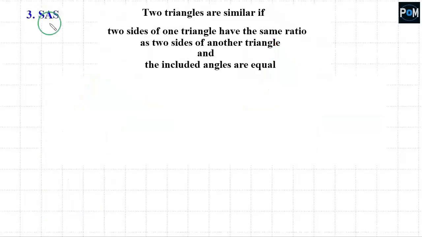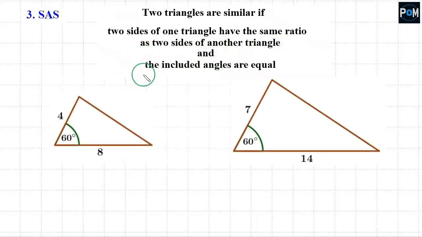And there is also a third postulate of triangle similarity. It is side angle side. It states that two triangles are similar if two sides of one triangle have the same ratio as two sides of the other triangle, and the included angles are equal. Starting from the end, in these triangles, we have equal angles. Here is 60 and here is 60, and the sides should be proportional.